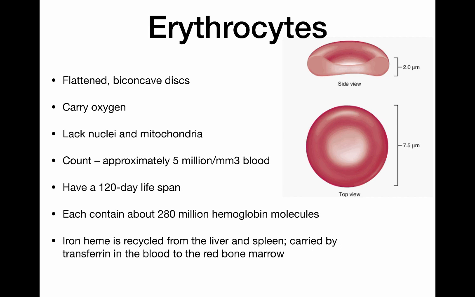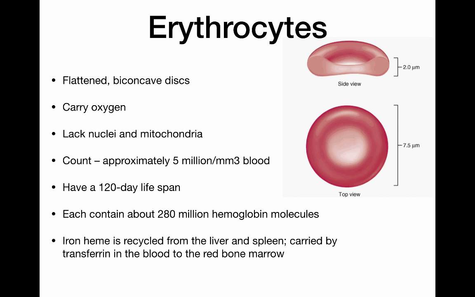I'm pretty sure on the next slide we'll look at hemoglobin in a little bit more detail, but the iron heme component of the red blood cell is recycled by the liver and the spleen, and it's carried by transferrin in the blood to the red bone marrow. So it gets recycled by the liver and the spleen, and then it's carried back to the red blood cell by transferrin.